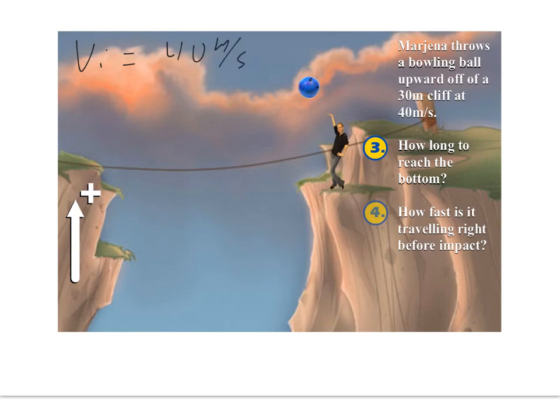Marjana has superhuman strength from taking physics. 40 meters per second is just shy of 90 miles an hour, so not quite so realistic. But what the heck, let's just keep going with it anyway.